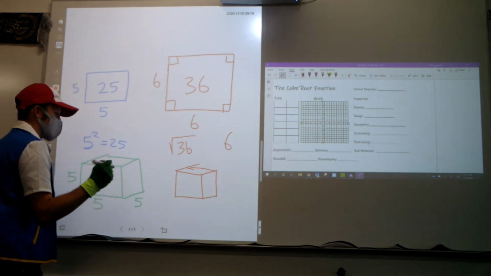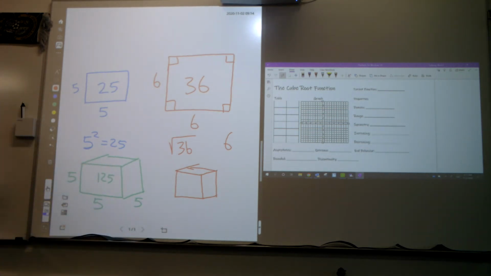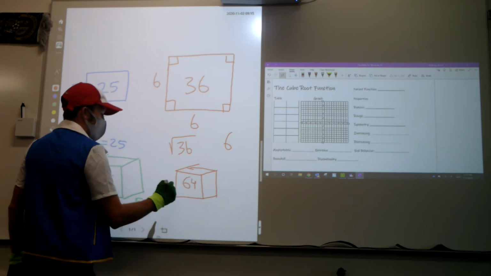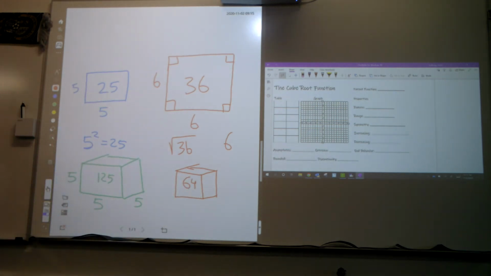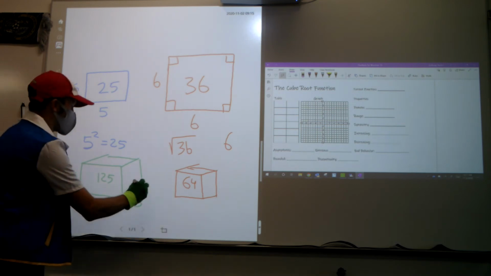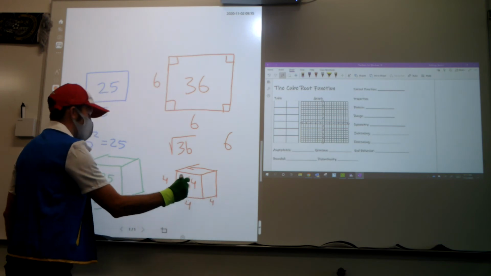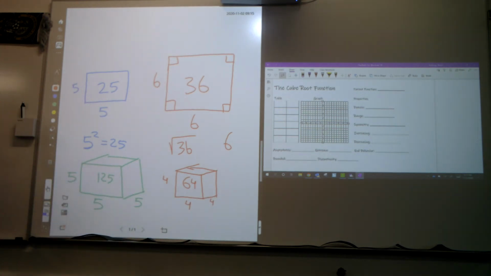Not great, but whatever. Let's say this cube had a volume of 64. All the side lengths are the same. What number multiplies by itself 3 times to give you 64? And the answer is not 8. It is 4, because 4 times 4 is 16, and 16 times 4 is 64. So the cube root of 64 is 4. Does that make sense, the difference between squares, square roots, cubes, and cube roots?